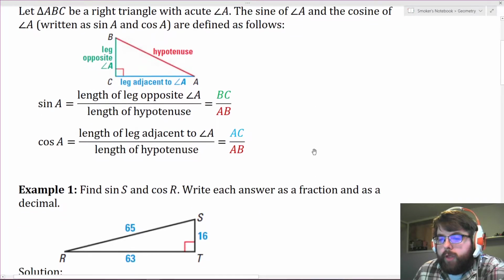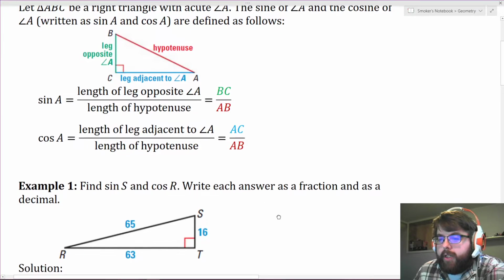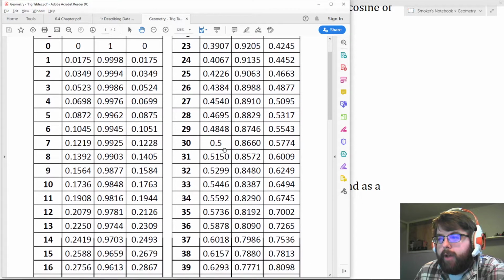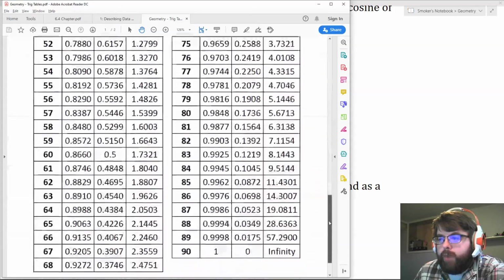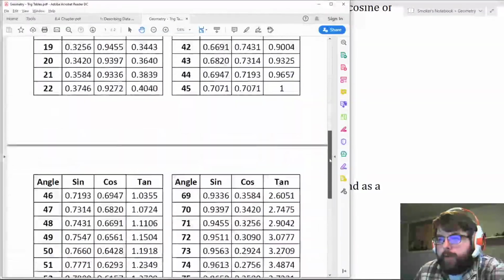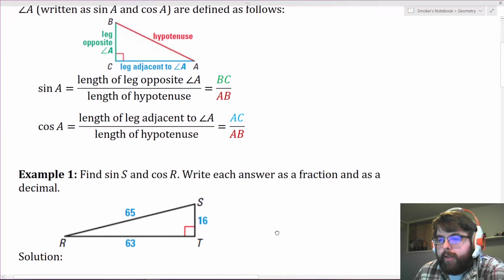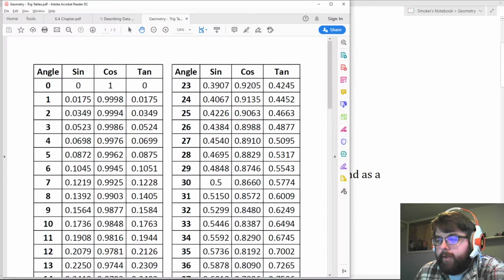So what we're going to do is find sine and cosine of r in example 1, and I just need to write the ratio of those trig functions. We are going to use this trig table again. A PDF of this will be attached, and we're going to be using that to find these.